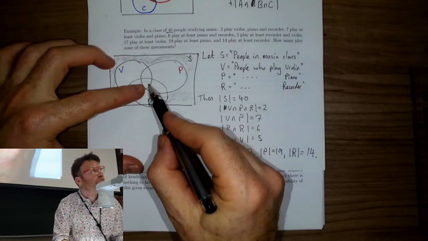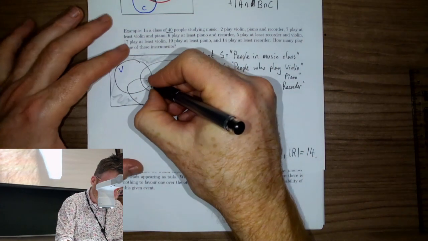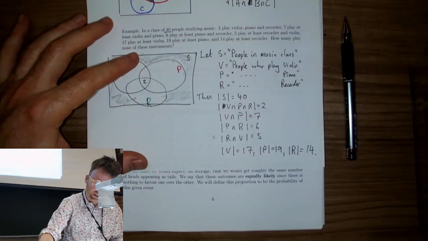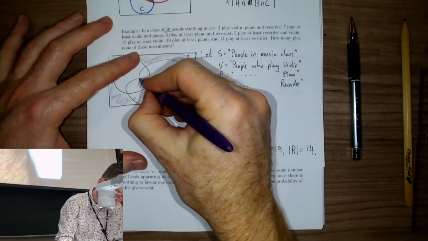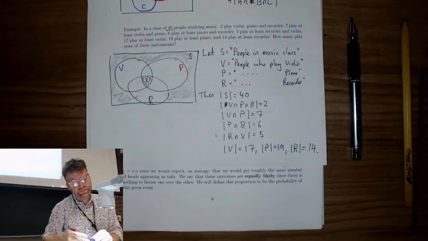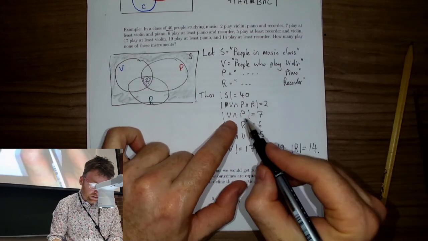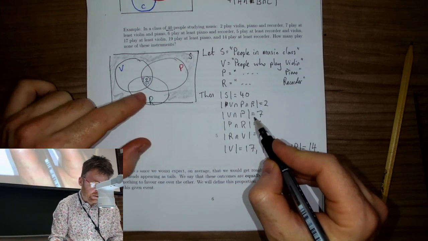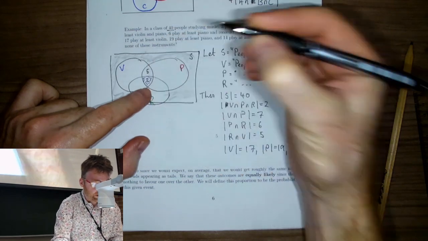And that is, you start from the middle. So I know the size of the middle. I know that's 2. So this region in here has 2 people in it. And then violin intersect piano. That's got 7 people. 2 of them are in this intersection over here, and the remaining 5 are over here.